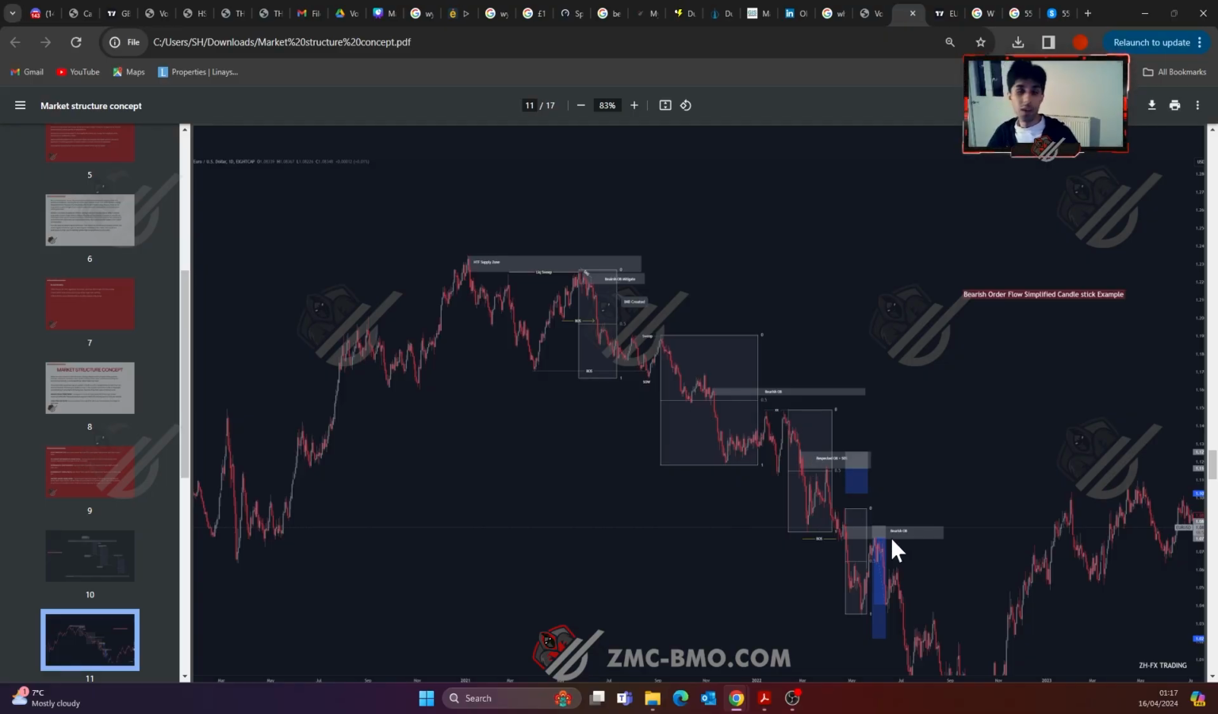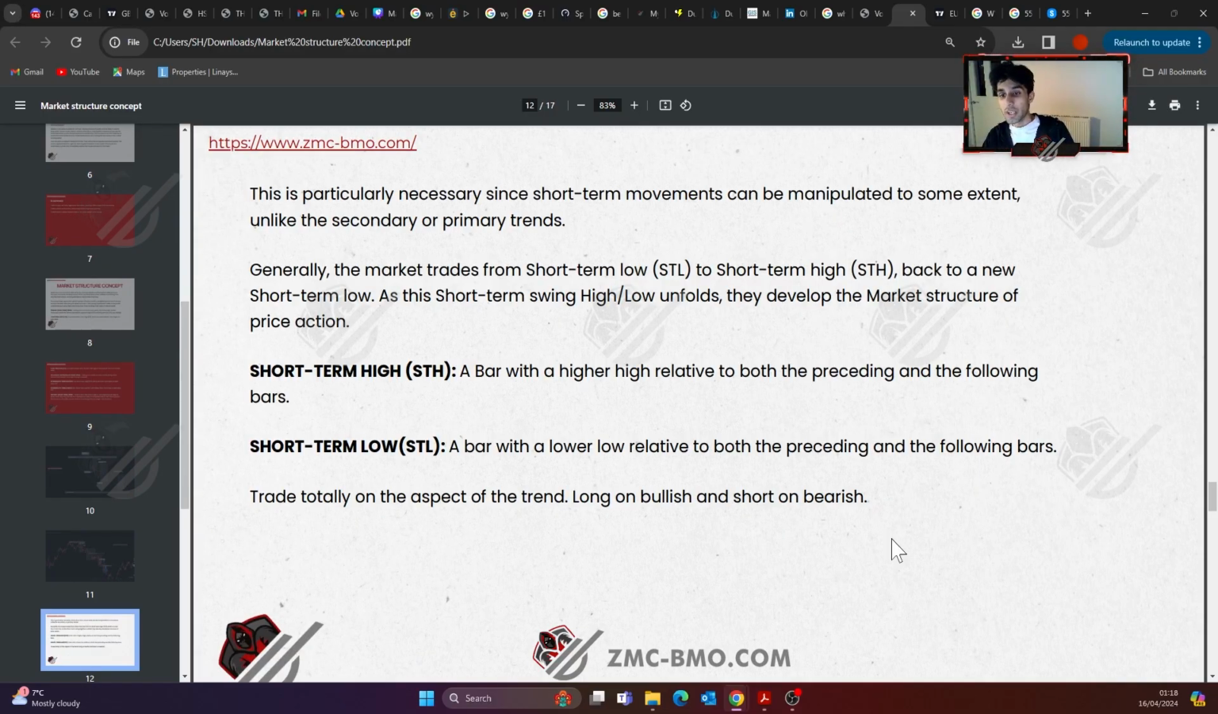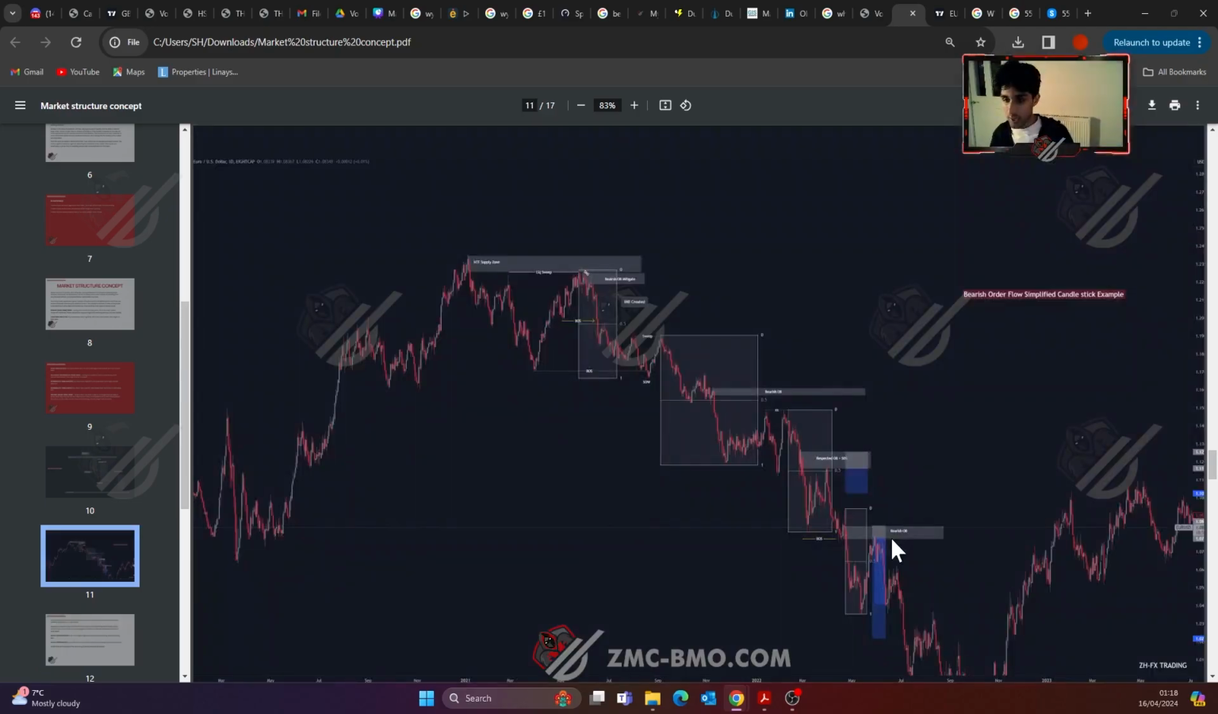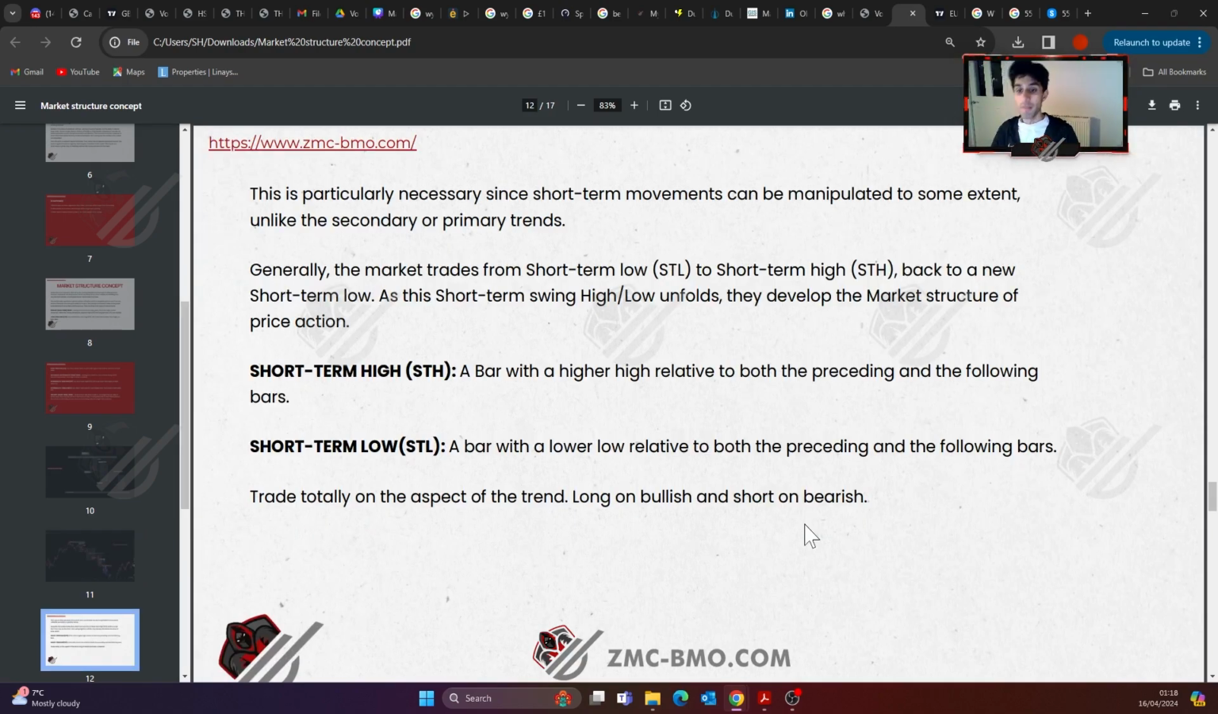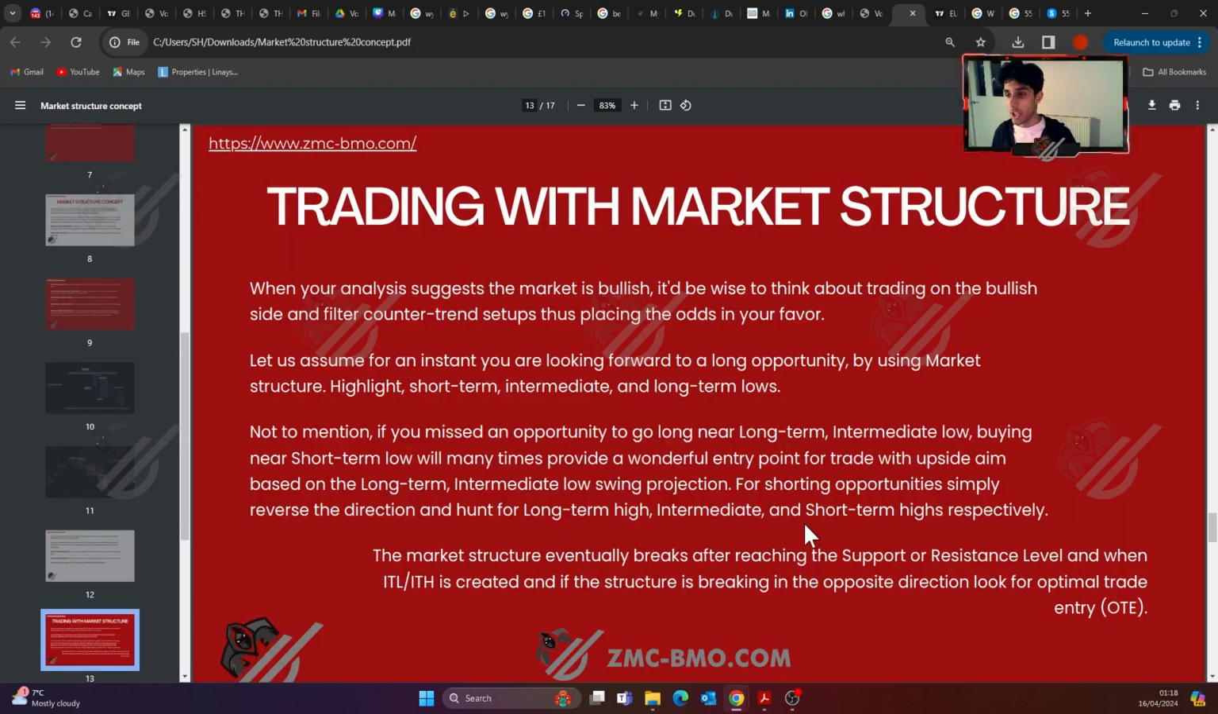And again, market structure, right? Markets are very dynamic. So generally the market trades from short-term lows to short-term highs, back to new short-term lows. So short-term low, short-term high, back to a new short-term low. This is generally the concept. Vice versa, right? And when trading with market structure, when your analysis suggests that the market is bullish, it would be wise to think about trading on the bullish side.